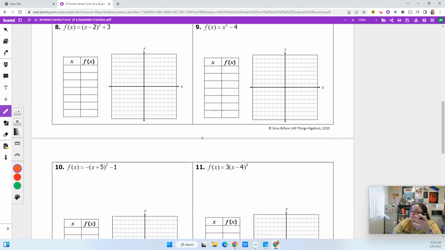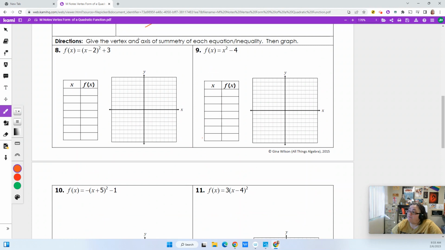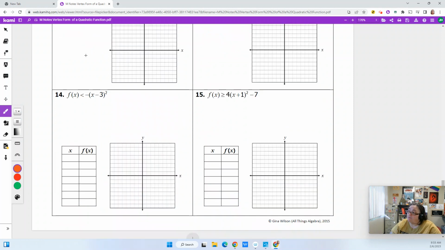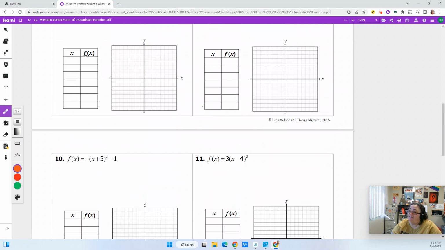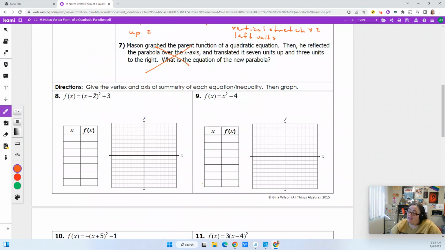So if we look at this problem, it says give the vertex and axis of symmetry of each equation or inequality. I took the inequalities off, so we're not going to move into that today. We're just going to deal with equalities, and then we're going to graph them. If we look at number 8, we can find that vertex. Our vertex is really easy to find because this is in vertex form. Our h would be 2, and our k would be 3. And that is our vertex point.